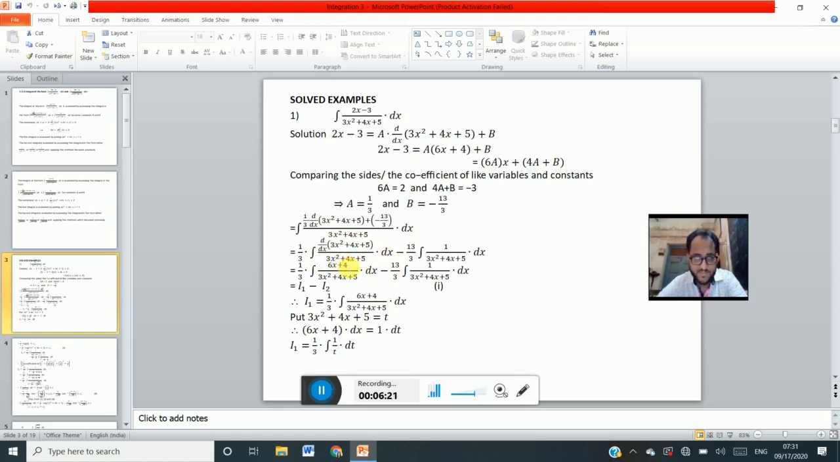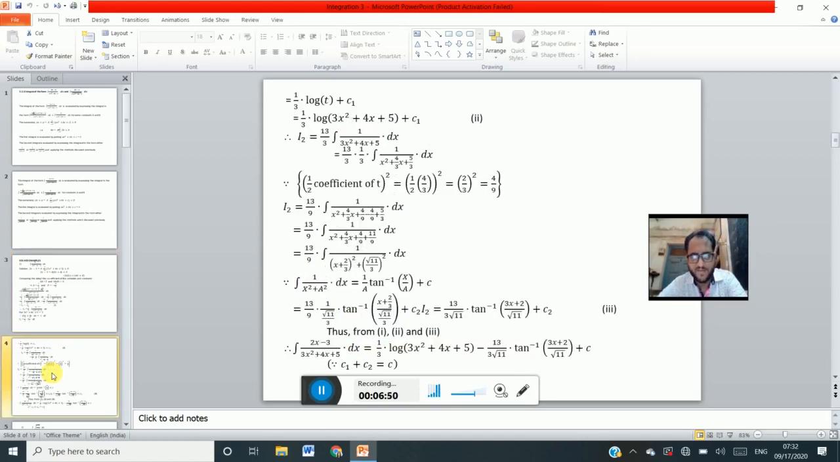Right, and here two integrals are obtained, so I1 and I2 are considered. I1, this is the first one, and this can be solved by the substitution method, that is putting 3x square plus 4x plus 5 equals t, and the derivative of this is 6x plus 4. Right, so we got 1 by t after substitution, so 1 by 3 into integration of 1 by t. That is actually log of t, and t is nothing but 3x square plus 4x plus 5, that is log of 3x square plus 4x plus 5. We can write this answer directly in the first integral. Right, this should be equation number 2.